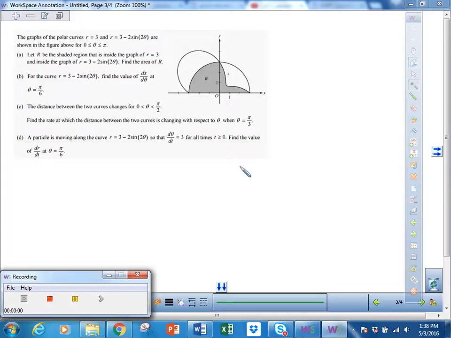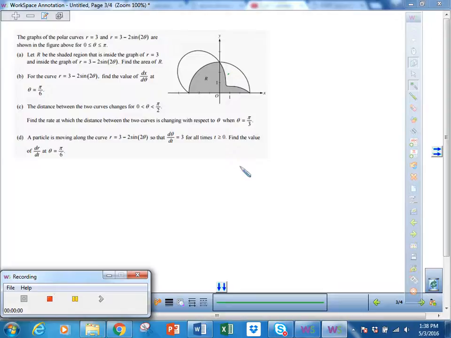Okay, so let's look at this polar question. This was the question from 2014. So 2 years ago, there was a polar. Last year was parametric. This year? Hope not. Fingers crossed. We don't know, so let's be ready for anything. That's somebody's motto, isn't it?